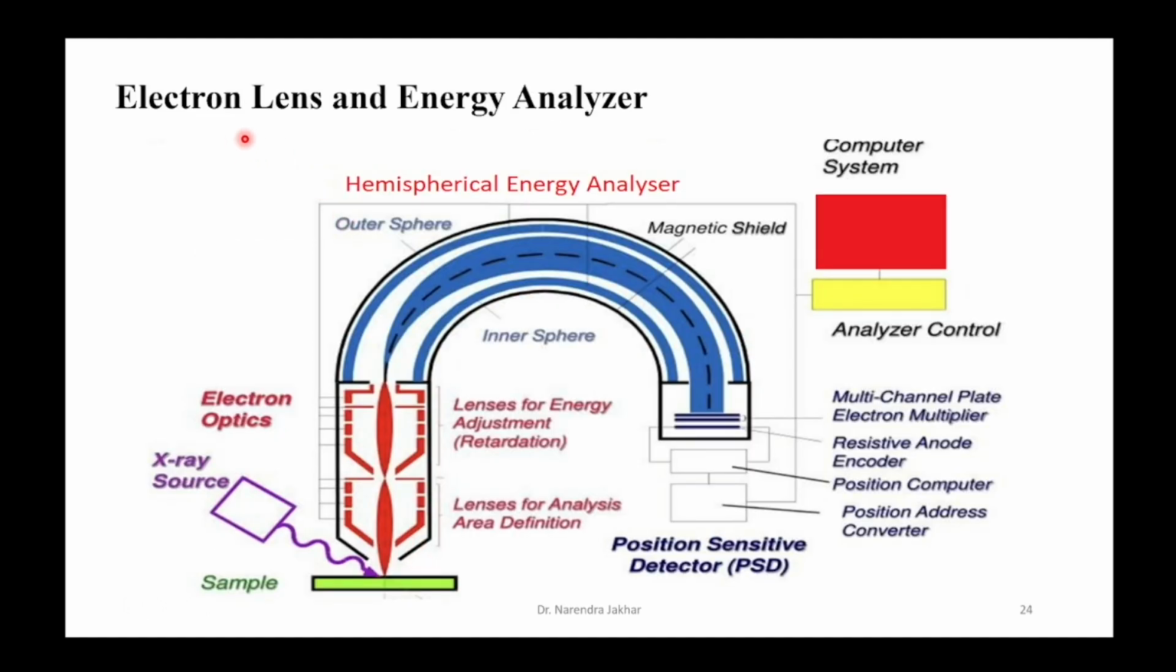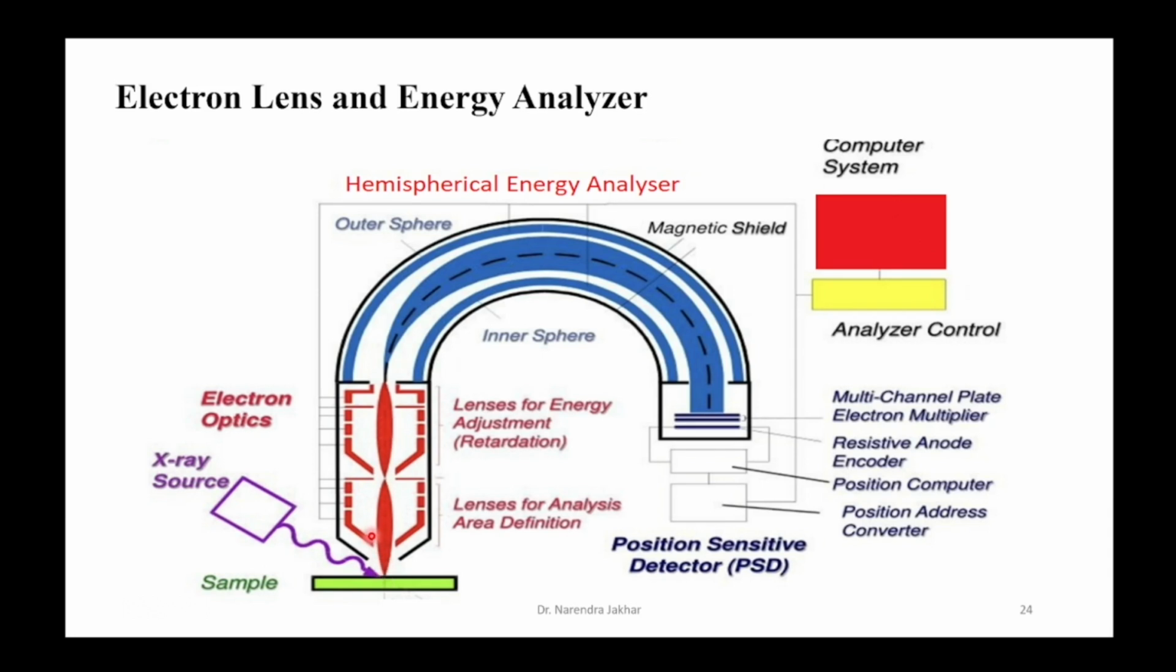Okay, so electron lenses and energy analyzers. This slide schematically gives us the idea that here is our sample, and here is our X-ray source. The X-ray source gives X-rays, which fall on the sample surface, and electrons are emitted out. So what are electron optics or electron lenses? They are used to focus the electrons in a beam, and to accelerate the electrons in a particular direction.